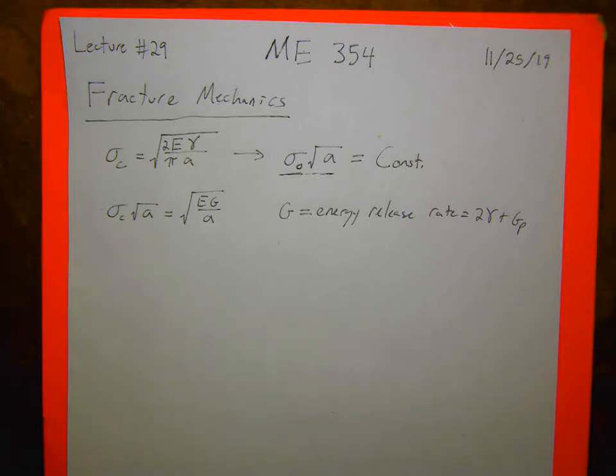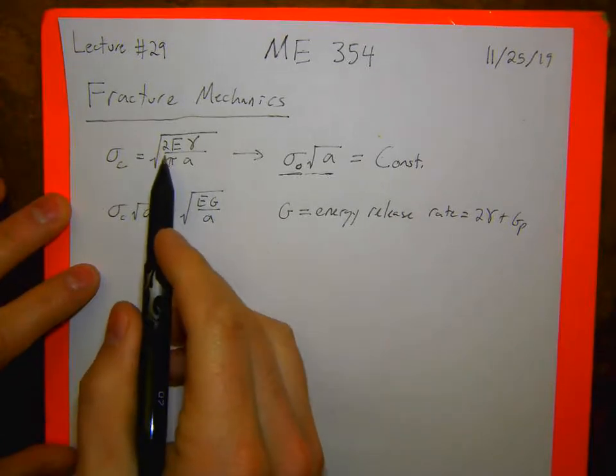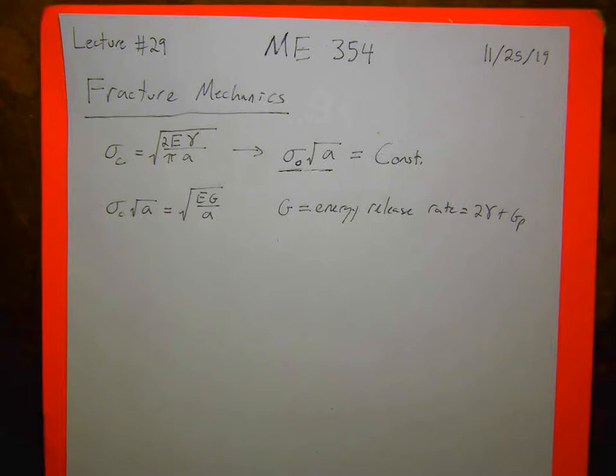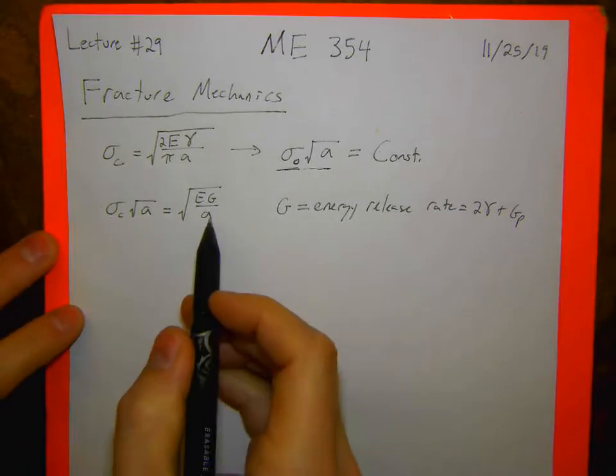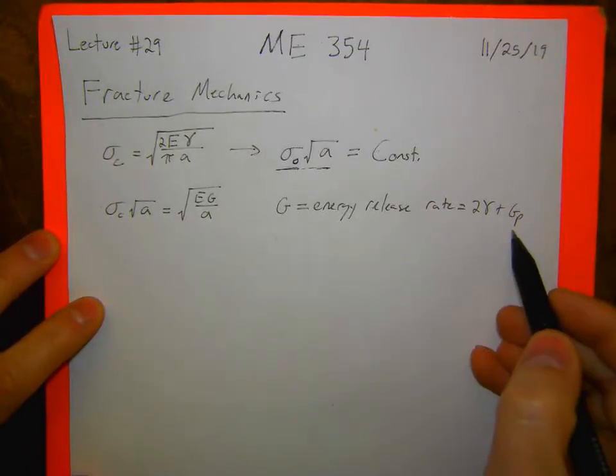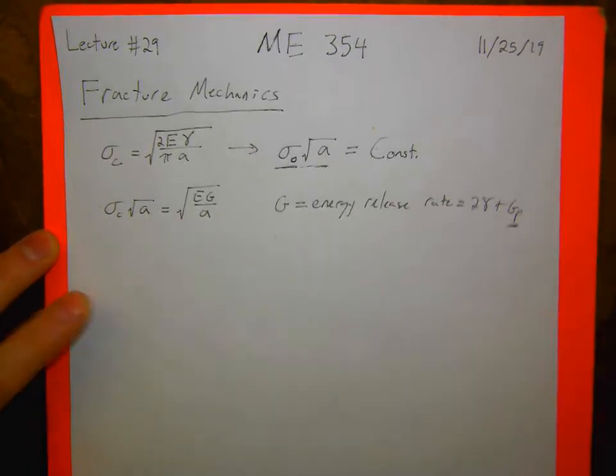And in the notes that I didn't post yet, but I will post sometime today, I go through a little bit more depth in that derivation. And so basically when it's energetically favorable, when there's too much stress on the body, it'll crack preferentially to minimize the energy in the system. But that only works for brittle materials. For ductile materials, we also have to have this plastic energy dissipation.